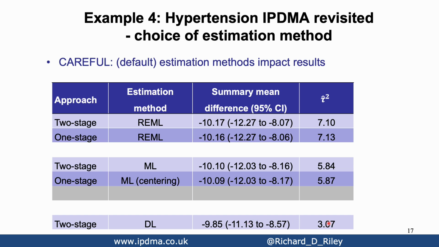And again, by default, different packages use different things. So if the estimation method changes, it can have a big impact. Notice here that I've also got the maximum likelihood with centering. That's a nuance that's worth mentioning here, that centering is important to reduce downward bias in maximum likelihood estimation. If you didn't center, then this is what you would get. Again, you would have a lower treatment effect estimate, not by much, but again, a much lower tau squared estimate. So whether you center covariates by their mean does have an impact on the estimate of tau squared.